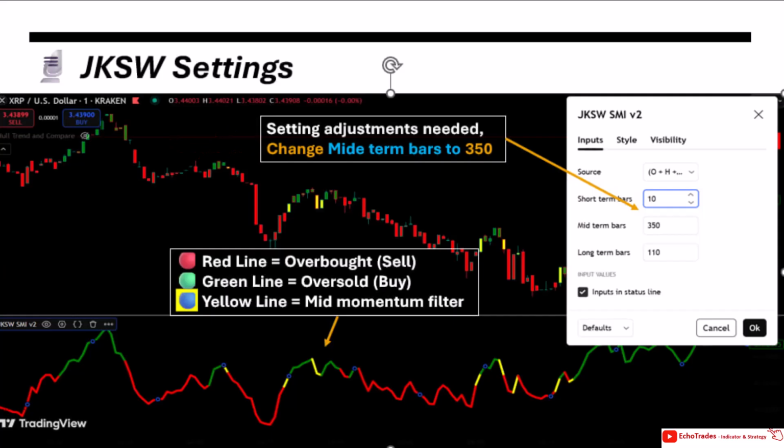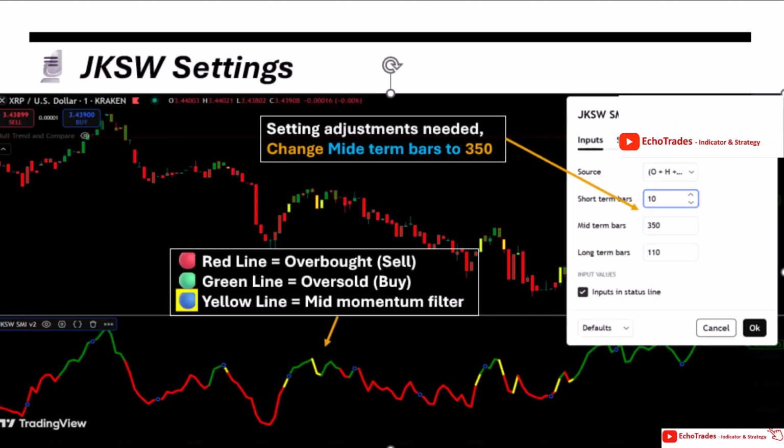10, 350, 110. Okay. And the signals, red and green lines. Simple again. Red line means overbought. That suggests maybe it's time to think about selling. Green line means oversold, suggesting a potential buy signal. Okay, so trend says go up, momentum says it's oversold. That sounds like a potential buy. How does it all come together for an actual trade?